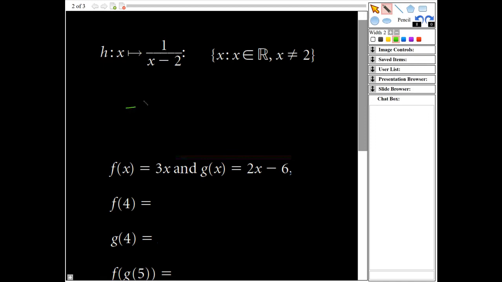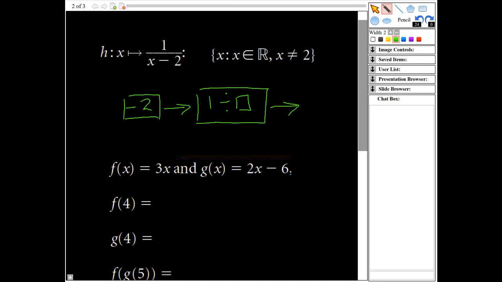So I'd say first of all I subtract 2, and then afterwards I do 1 divided by what I had. Okay, and then I'll get my answer here. So that would be my function, would be like that, and this function is called h. So that's what this is telling you here.